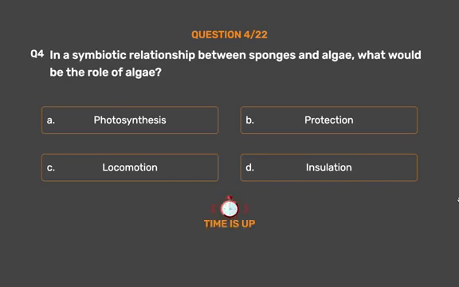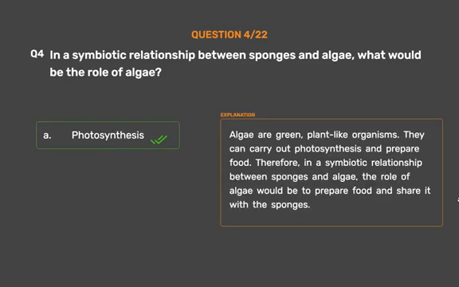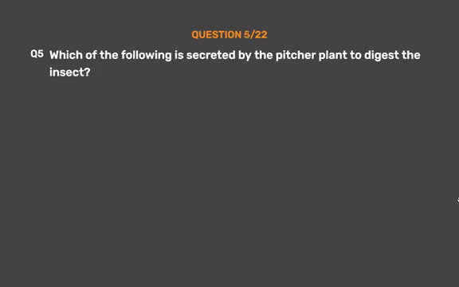The correct answer is Option A. Photosynthesis. Algae are green, plant-like organisms. They can carry out photosynthesis and prepare food. Therefore, in a symbiotic relationship between sponges and algae, the role of algae would be to prepare food and share it with the sponges.